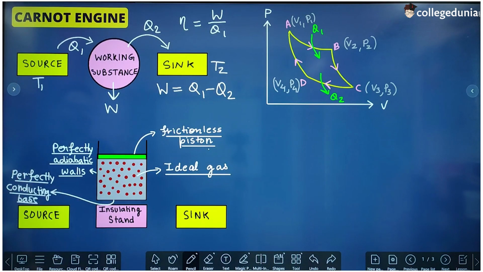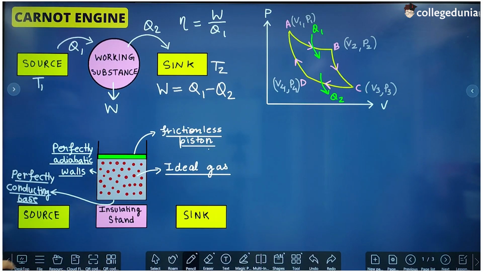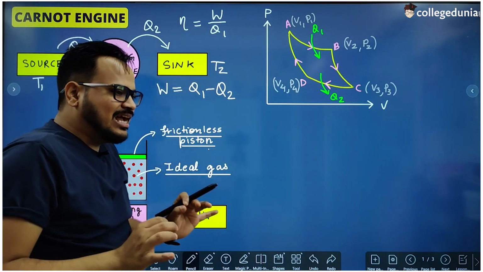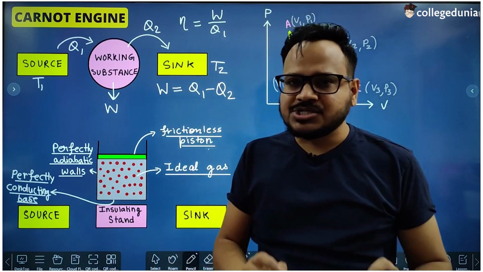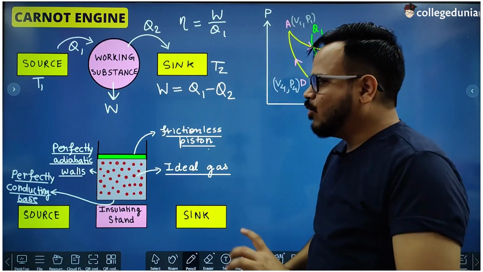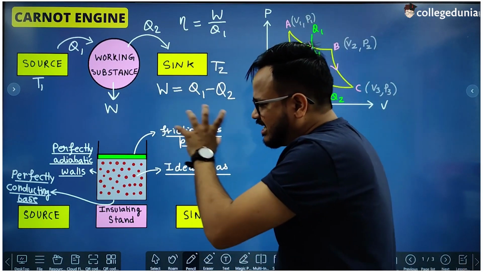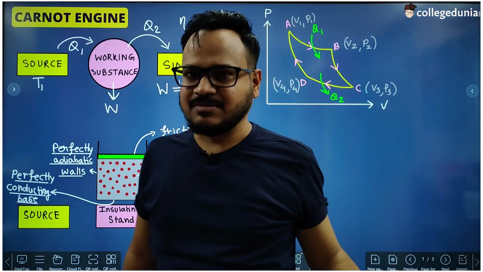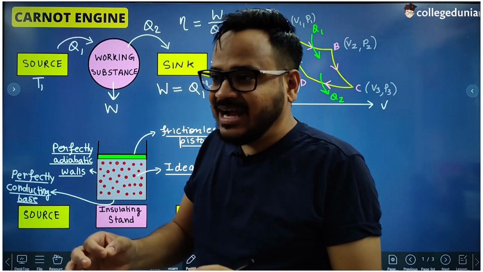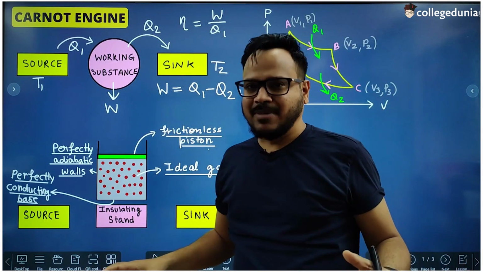Okay, now let's come to Carnot engine. This is the design of the Carnot engine. Carnot engine is basically a heat engine, but it is a theoretical engine. It cannot be constructed practically. So why is this theoretical engine important? Because it gives the design of an engine whose efficiency is maximum, right? So to make the most efficient engine, we have to keep this design in mind.